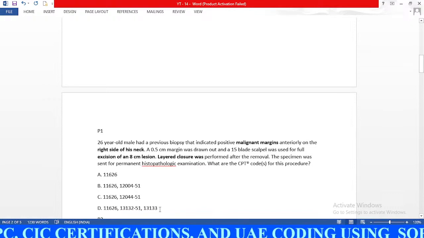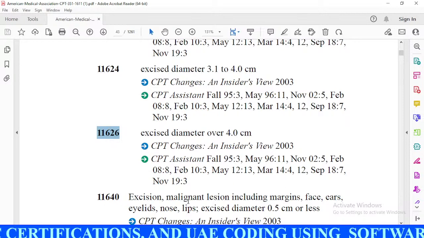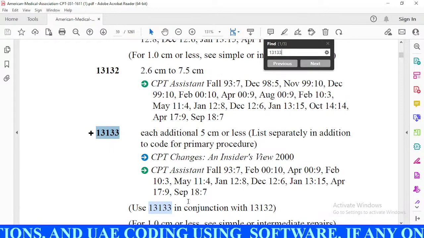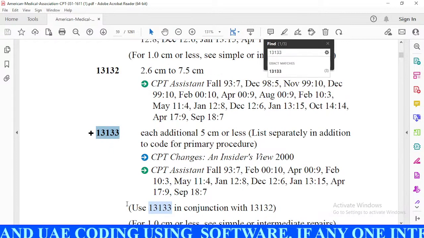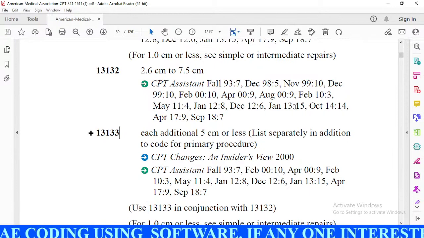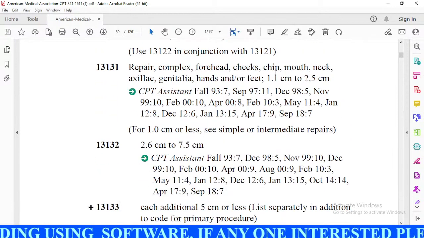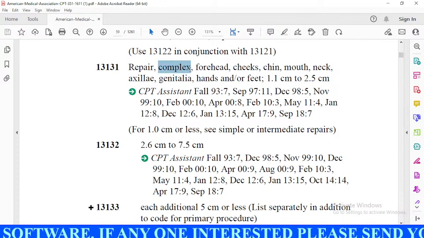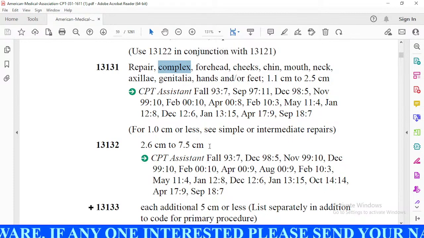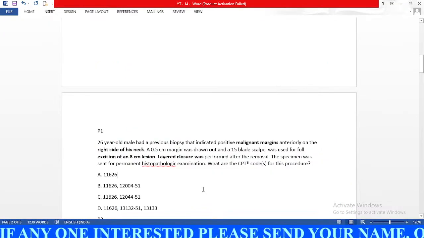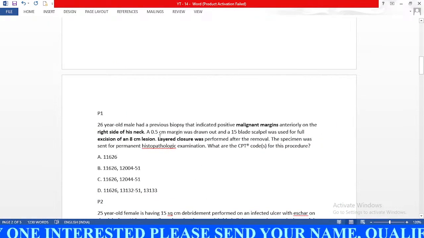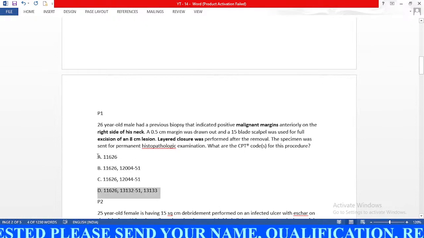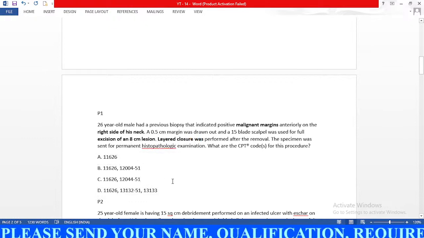So 13133, we will check 13133. What is that? 13133 is not for malignancy, I think. It is repair, complex, forehead, cheek, chin, mouth, axilla, and this is a complex repair. In our question, the physician has performed layered closure, so it is intermediate repair, and we need to code intermediate repair only. So D is also wrong, A is also wrong. We are left with only two options.